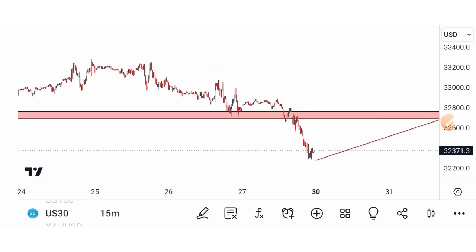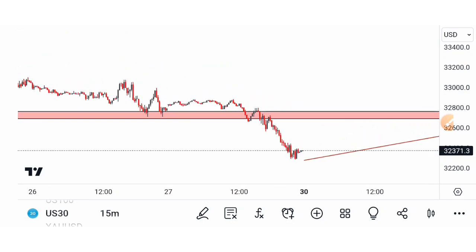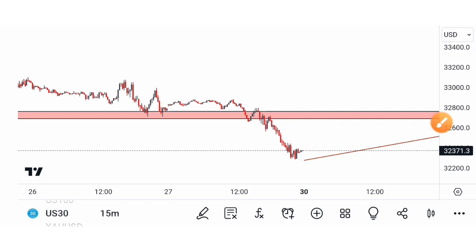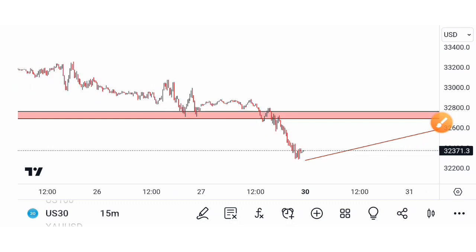So what you can do next week is really expect price to come for a pullback. It doesn't have to, but if it does, wait for the pullback, and in this area you can start looking for sells. That's all I have for US30, man. There's nothing more, there's nothing less.